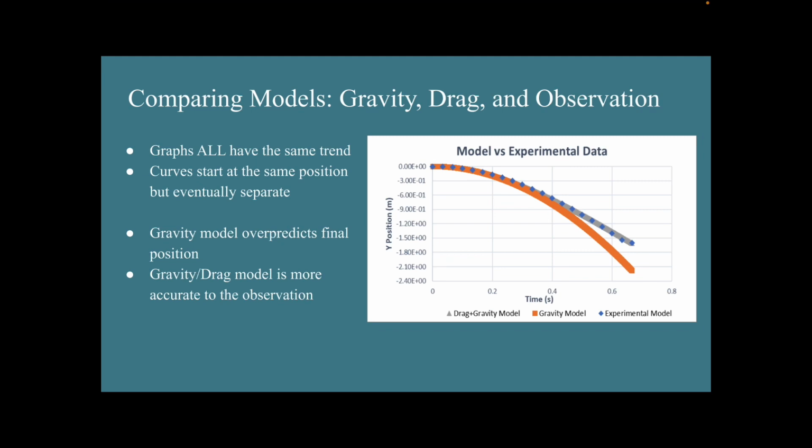In the new graph relating gravity, drag, and the observable data, we can see that all curves share the same trend and initial conditions. This time, however, the drag curve is represented in the gray color and is more accurate to the observations.